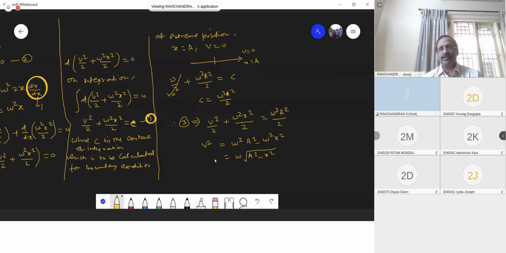The square root is equal to b. Here we are getting plus or minus. This is the velocity of the vibrating particle.